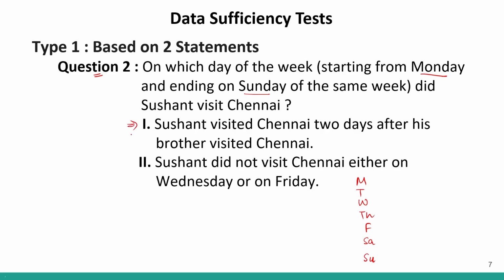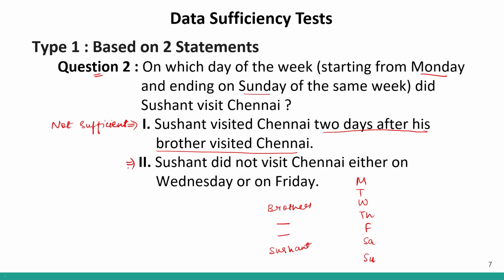According to statement 1, Sushant visited Chennai 2 days after his brother visited Chennai. So we just know a relationship that, let's say, if the brother goes on a day, Sushant will visit after 2 days. This is the only relationship that is established. Can it answer on which day Sushant visited Chennai? No. So this data is not sufficient on its own.